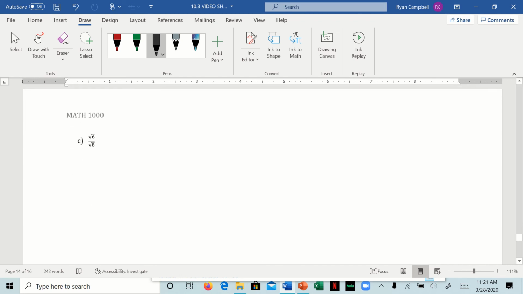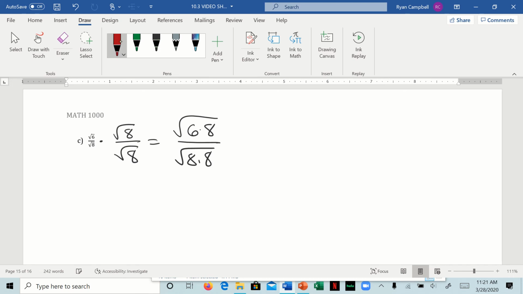All right, let's do another one. We have the square root of 6 over the square root of 8. So we're going to multiply by the square root of 8 over the square root of 8. On the top, we get the square root of 6 times 8. On the bottom, we get the square root of 8 times 8. On the bottom, again, we see that that 8 can come out. So we have an 8 on the bottom.